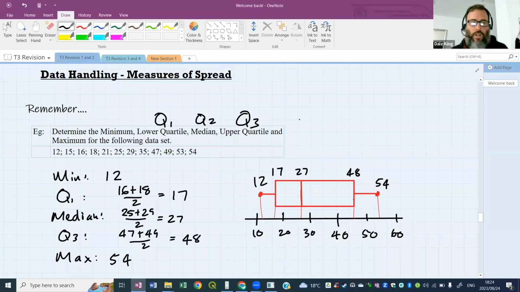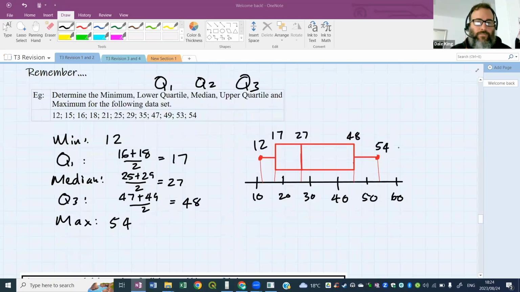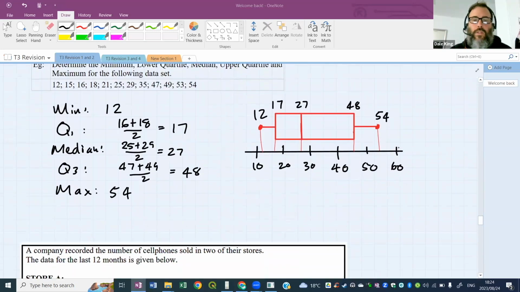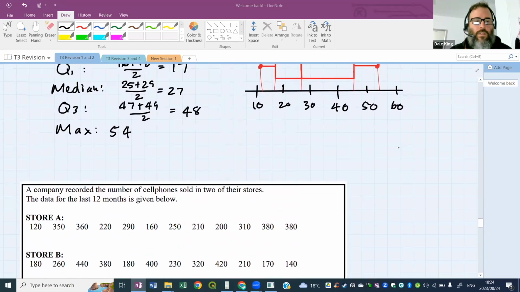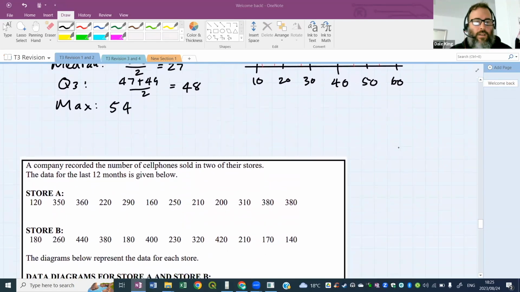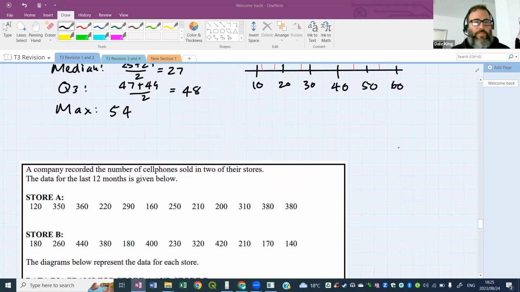You guys, matrix, you should know how to read a box and whisker plot. Even if you don't know how to draw one, that's fine, but you should be able to read a box and whisker plot. Okay, let's dive deep now, into the deep, dark waters of data handling. All right, here's a contextual question.